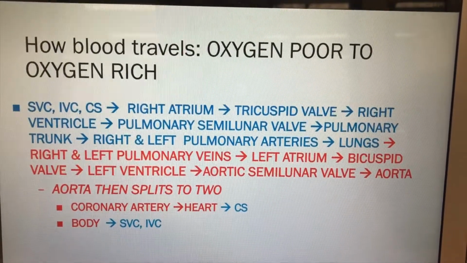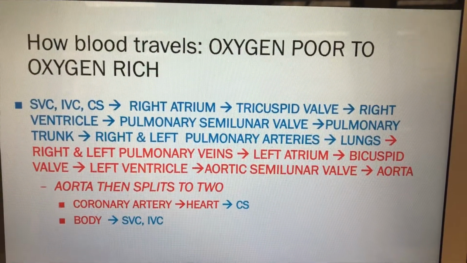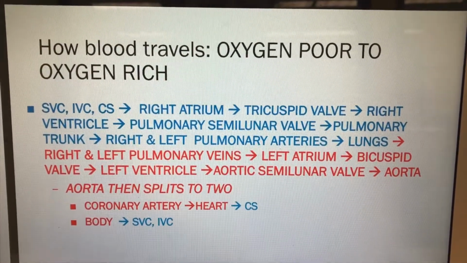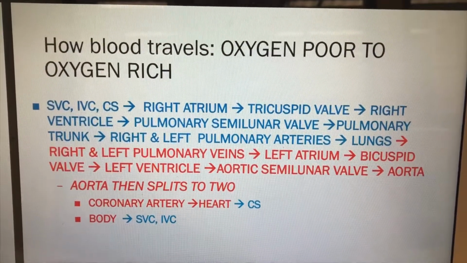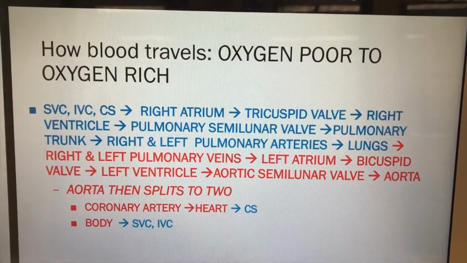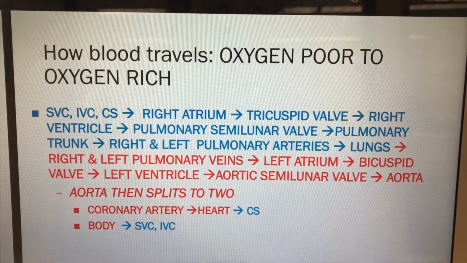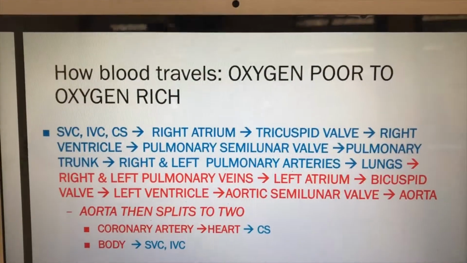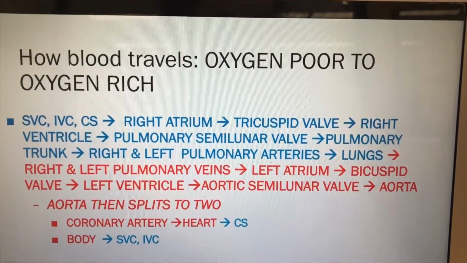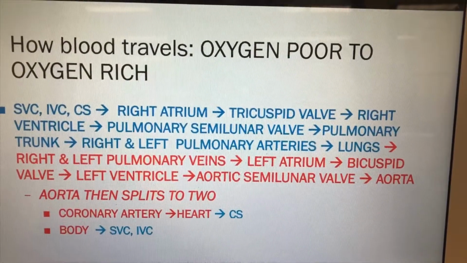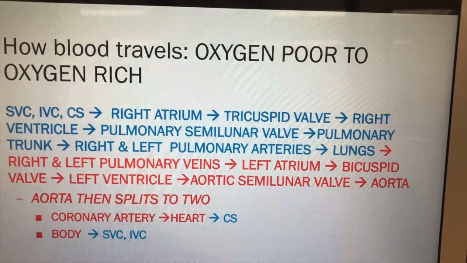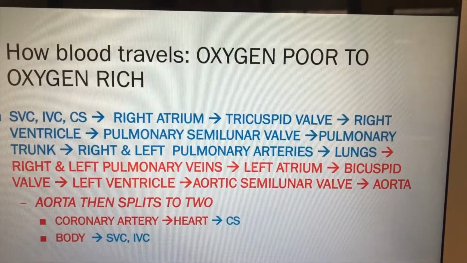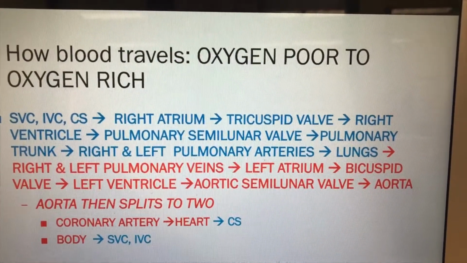How blood travels from oxygen poor to oxygen rich. It starts off from the superior vena cava, inferior vena cava, and coronary sinus. The superior vena cava drains the upper body above the diaphragm, and the inferior vena cava drains the body from below the diaphragm. This continues on to the right atrium and then goes on to the tricuspid valve. This also continues to the right ventricle, and it goes to the pulmonary semilunar valve, pulmonary trunk, and then the right and left pulmonary arteries and lungs.